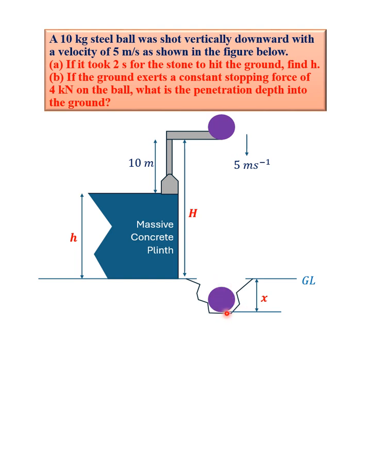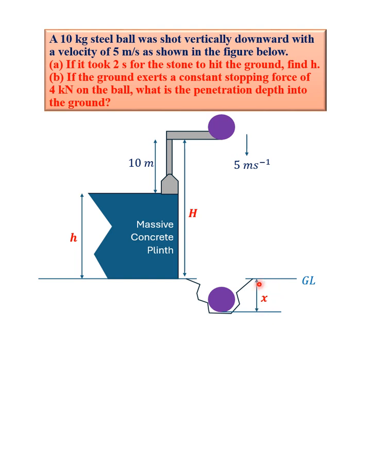Now we are going to have another independent motion, a motion that starts from the ground level and then goes into the ground through a distance x. That means the initial speed of the motion will be considered from the ground level, and the final speed will be at the point where it stopped inside the ground.